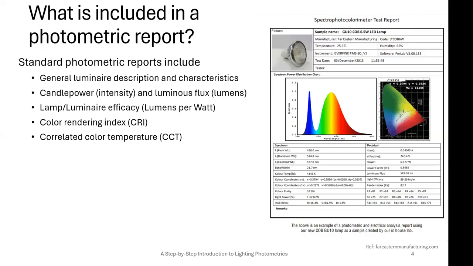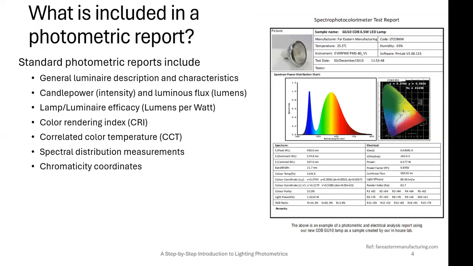That stands for correlated color temperature. So how warm or how cool is the light source? And then we have spectral distribution measurements. You see that colored curve that goes up and down. That's a spectral power distribution. We'll talk about that a little bit later.